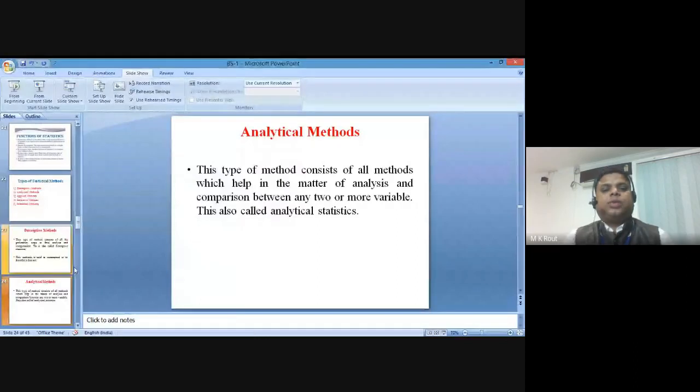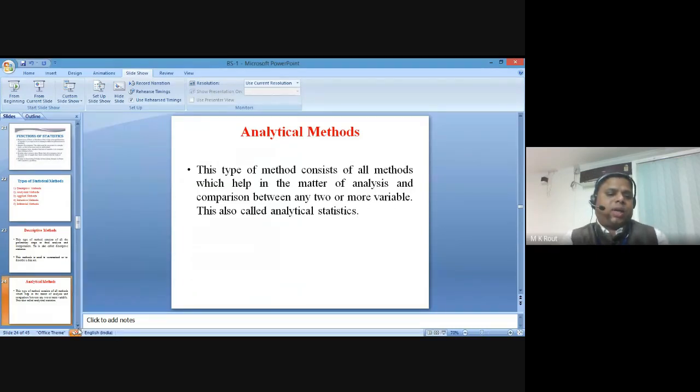In case of analytical method, this type of method consists of all methods of statistics which help in the matter of analysis. Suppose you are facing a transportation problem, that means you are using the northwest corner method, or in case of customer arrival and customer departure, you are using queue methods. These methods directly compare any two or more variables. And this is called analytical statistics.